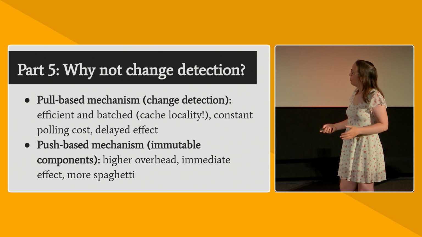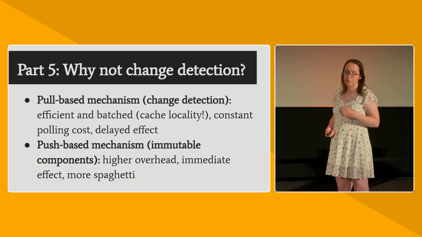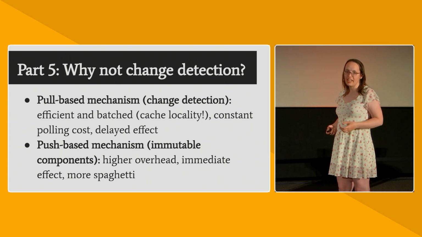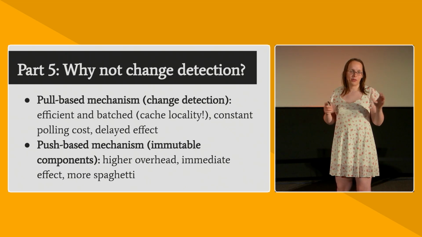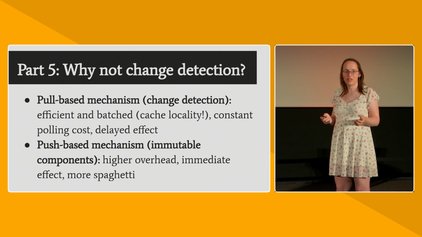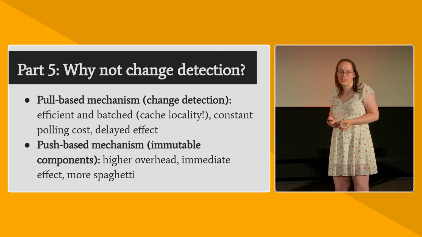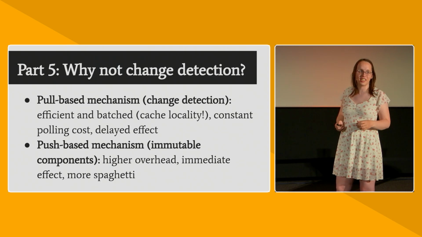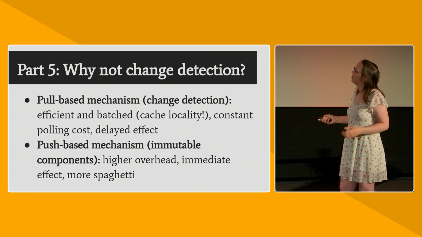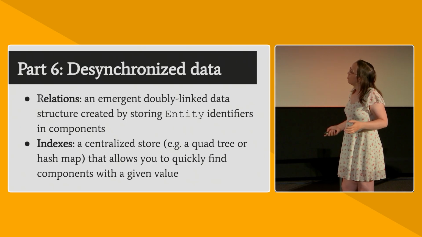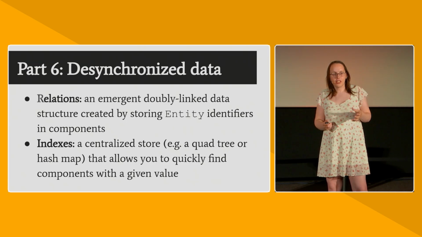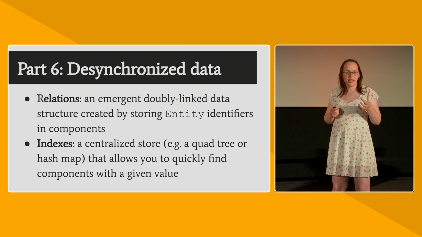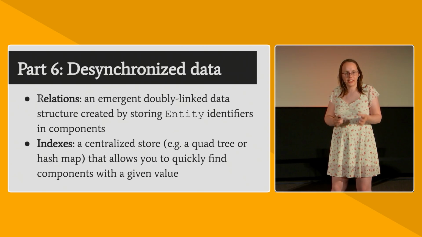The push-based mechanisms will have higher overhead, but they'll have immediate effect. They won't require any polling, and they are very, very good at leading to arbitrary spaghetti, because you're like, hey, when this thing happens, you should do this other thing. And then when this thing happens, you should do this other thing. And it just kind of fragments through your code, which is hard for debugging. So, as a result, there are times where you might want one, and there are times where you might want the other. And so both of these mechanisms should exist in Bevy.